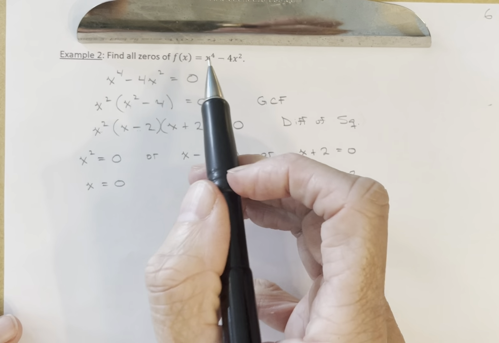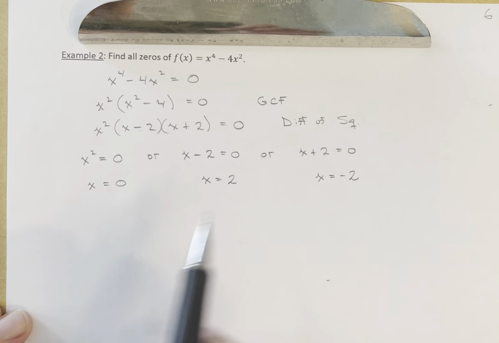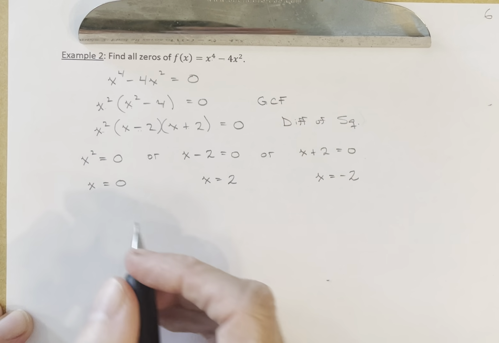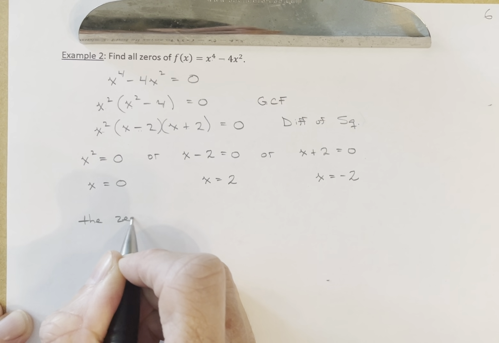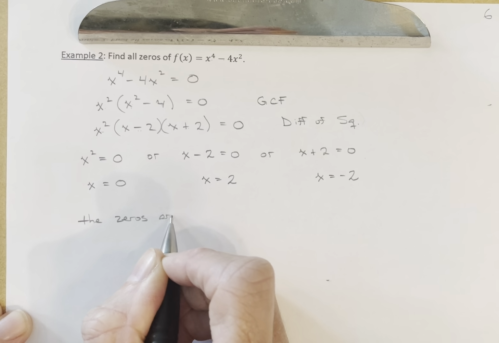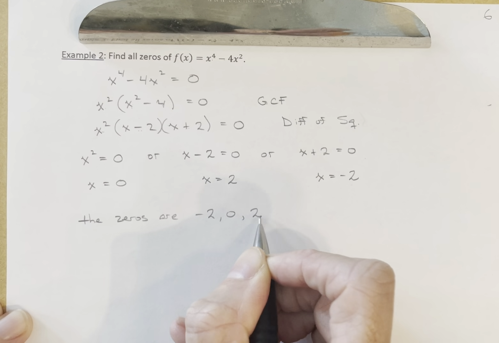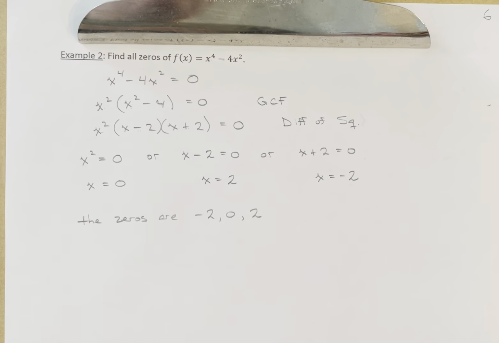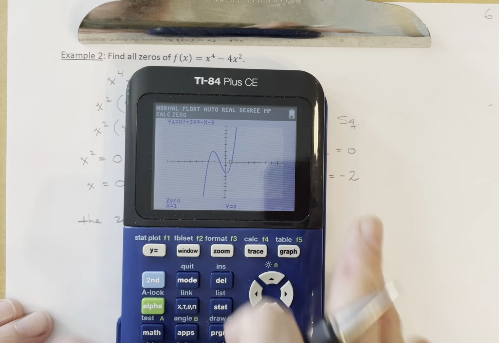Okay, so for our fourth degree polynomial, it looks like we have 3 zeros. And I'll list those in numerical order. The zeros are negative 2, comma 0, comma 2. Okay, and let's take a look at that again with our graph so we can see those.